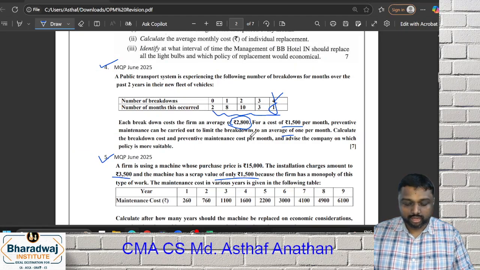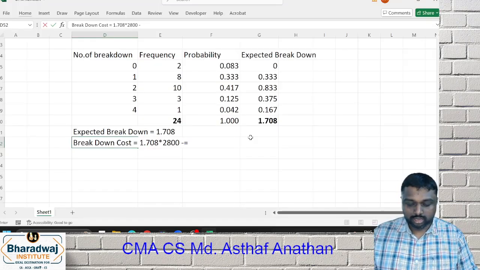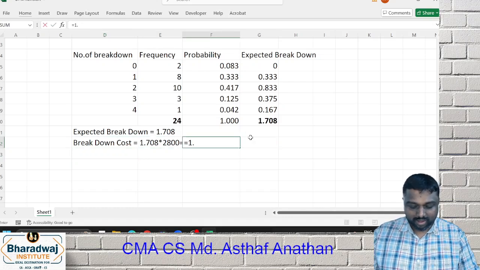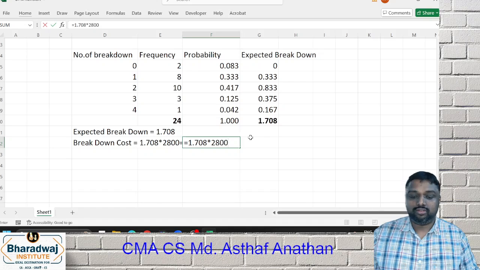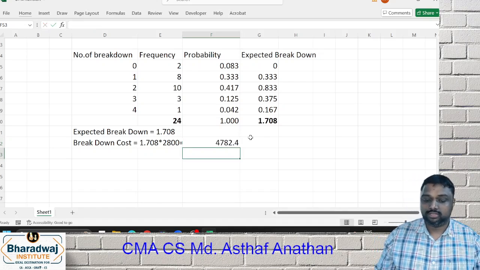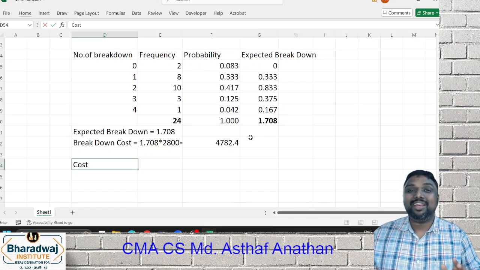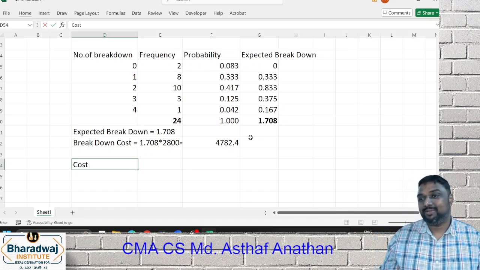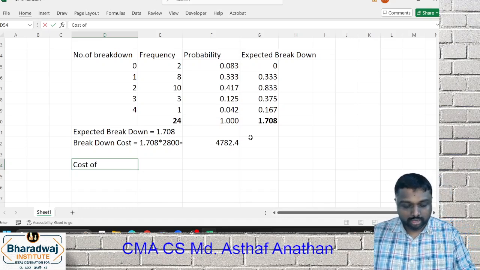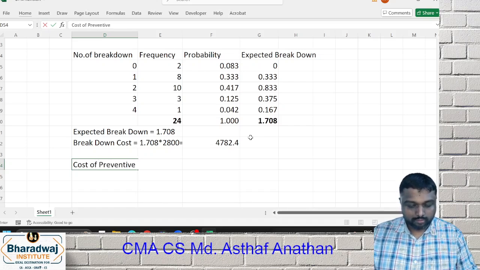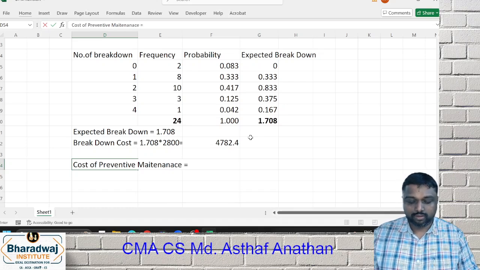For each breakdown, we are incurring 2,800 rupees. So what is the cost we are incurring, friends? 1.708 into 2,800. We are incurring a cost of this. What is the cost for preventive? We have to compare both. Lower the cost, better the option. So the cost of preventive maintenance. What will come?